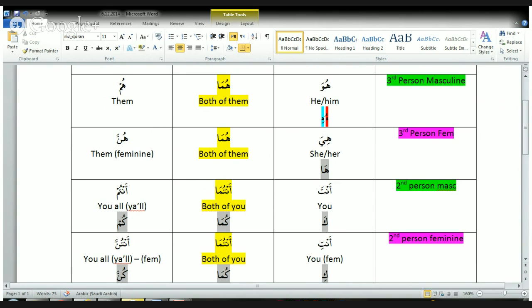Where's that pronoun chart? Here we go. We're going to memorize these, just like we memorized the chart yesterday or 2 days ago. So I want you to take a look at the first line and focus on only the first line so that we can memorize it.